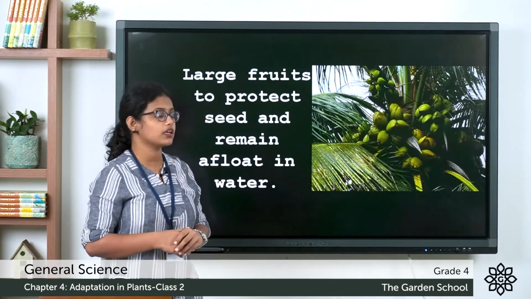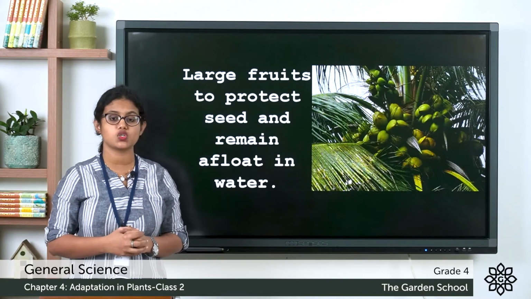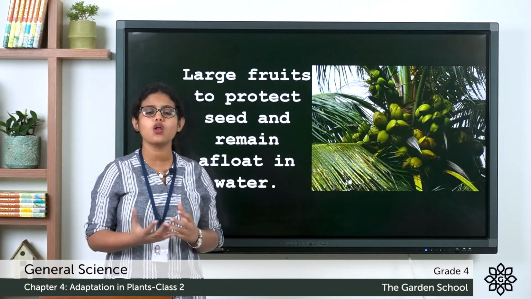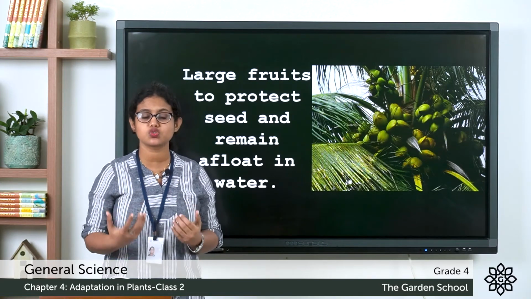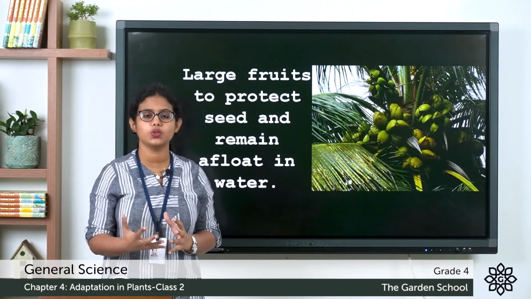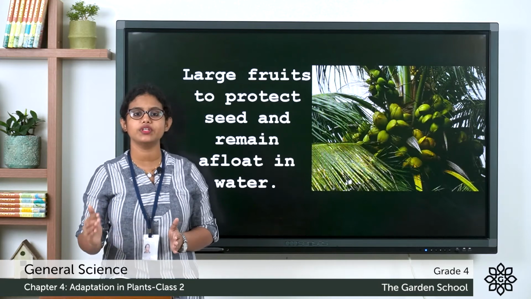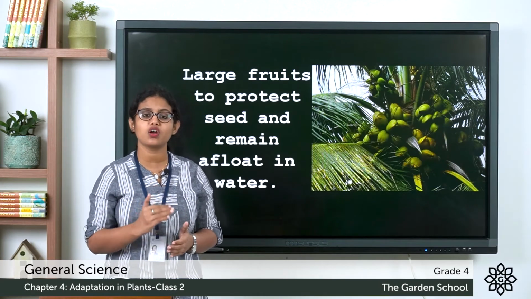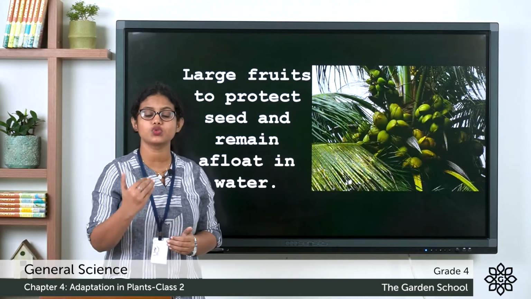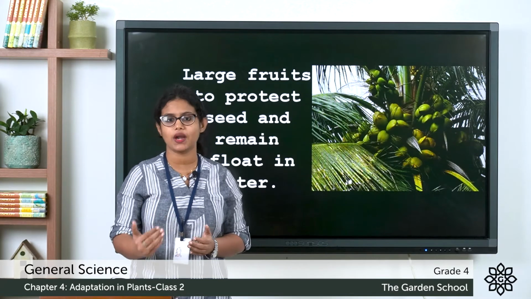Then the next thing is about their fruits. So what about their fruits? So coconut trees have large fruits. When the fruit falls on the water, due to strong wind or heavy rainfall, what happens is they remain floating on the water. They remain floating on the sea water for many days. And once it reaches the shore, it again gives rise to a new plant.